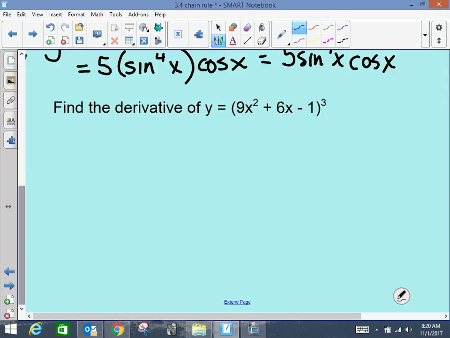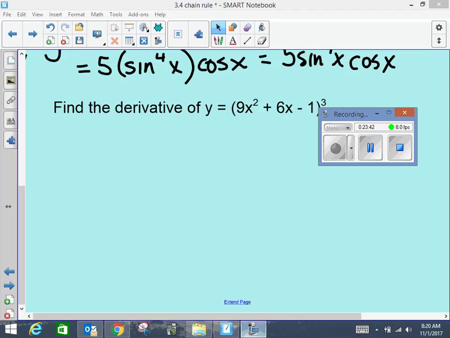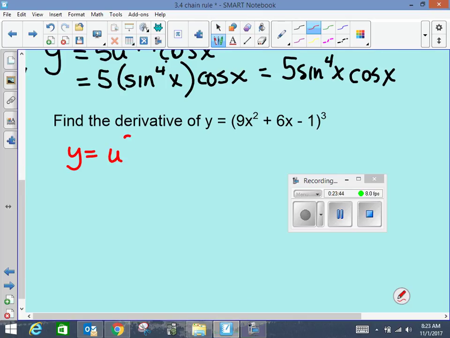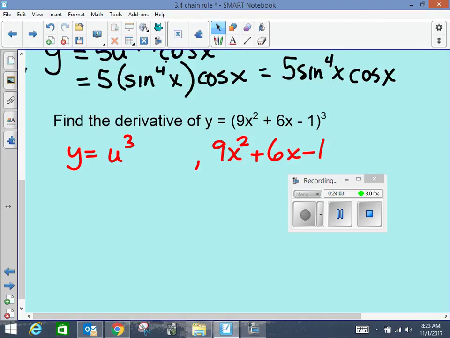All right, let's try this one by yourself. I'm going to pause this temporarily. I do not want you to multiply it out. If it's all factored, leave it factored. Combine some factors if you want, but don't multiply that out. That'll make you crazy.